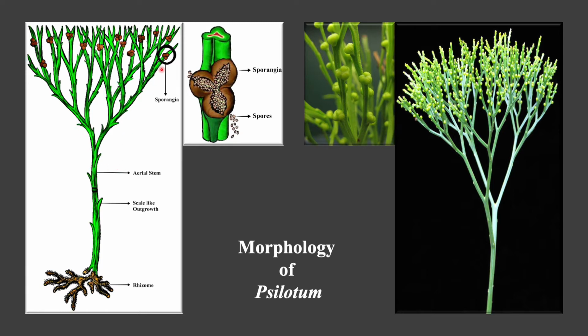The reproductive organs are sporangia, which are produced at the tip of the branches. The spores are formed inside the sporangia. Small scale-like outgrowths are also present on the aerial part of the Psilotum.